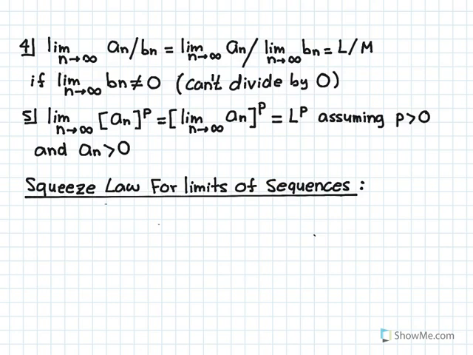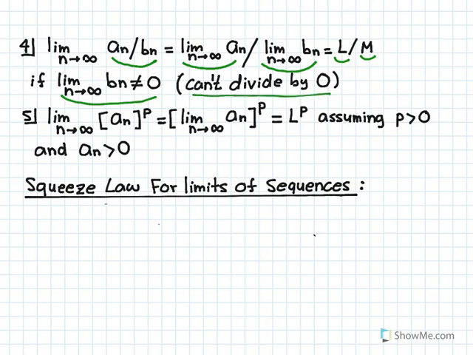Number 4, the limit as n goes to infinity of an divided by bn is equal to the limit as n goes to infinity of an divided by the limit as n goes to infinity of bn. But we know that the limit of an is just L, and the limit of bn is m, so the result is L divided by m. So essentially, the limit of a quotient is the quotient of the limits. Now, the limit of bn can't be equal to 0 because you can't divide by 0.